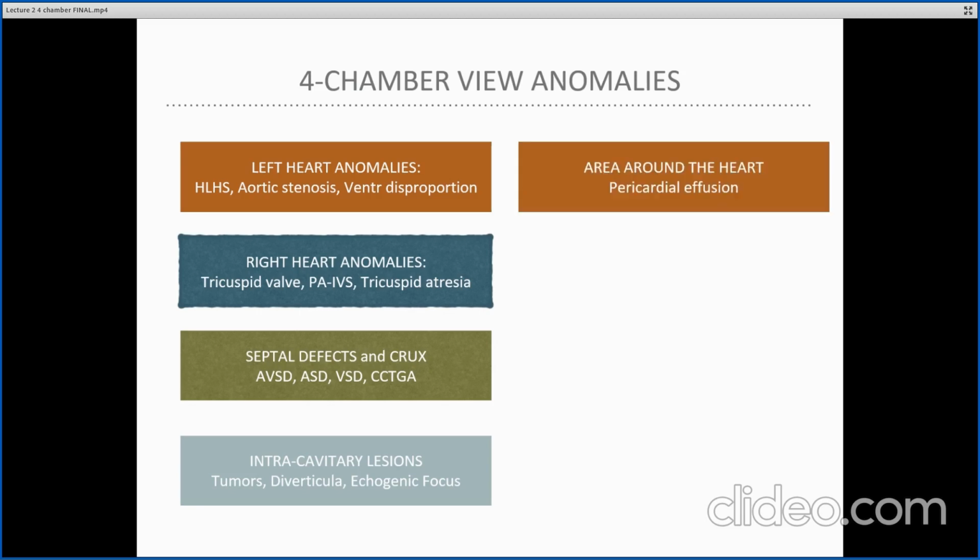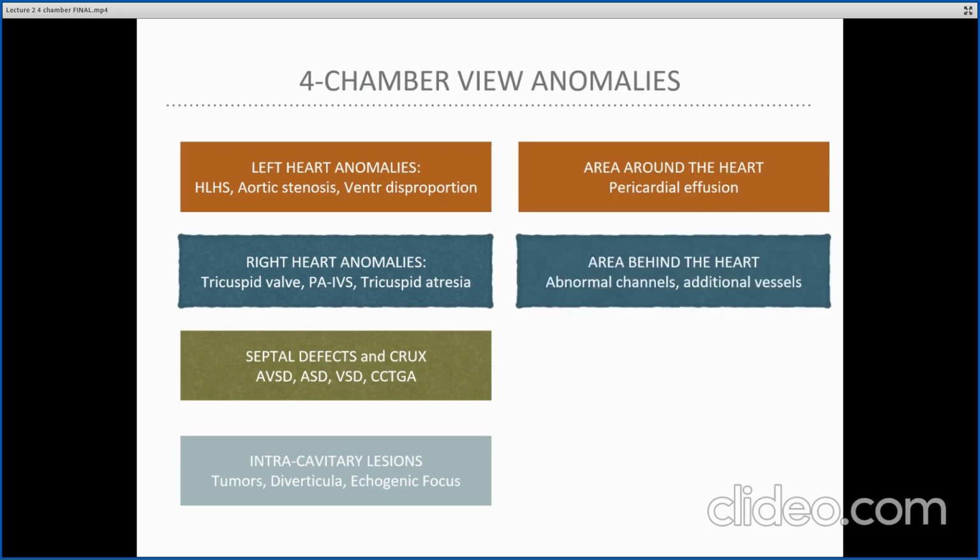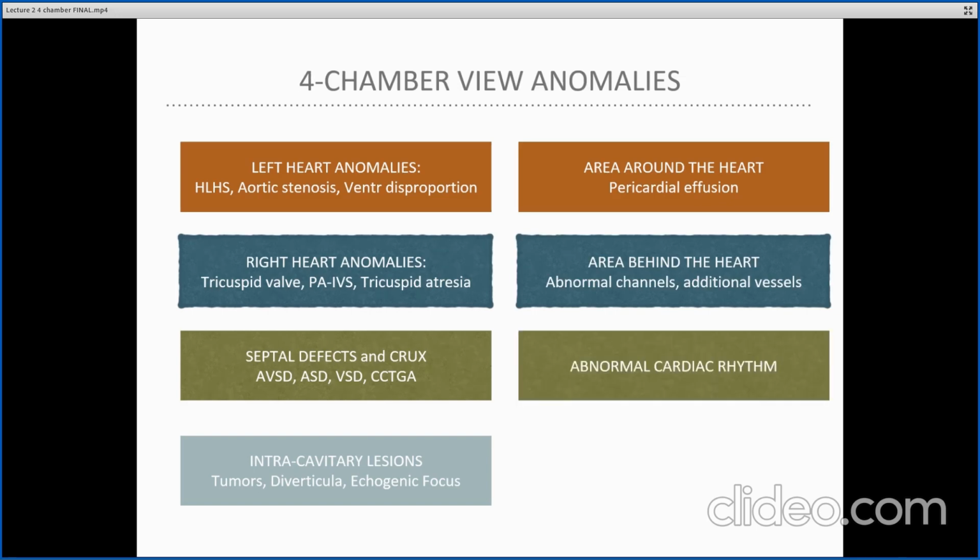For the area around the heart, you look for evidence of pericardial effusions or pleural effusions. For the area behind the heart, you look for abnormal channels and additional vessels. Then the four-chamber view also gives clues to abnormal cardiac rhythm as well as abnormal contractility. There could be variations which are not included in this, but this kind of systematic approach helps us to evaluate the four-chamber view in a comprehensive manner.